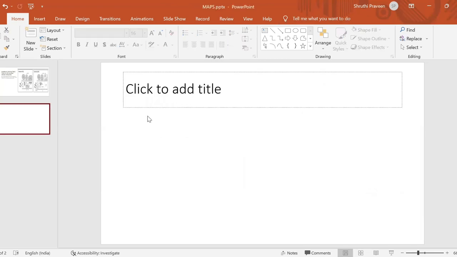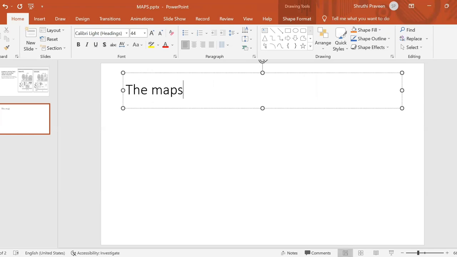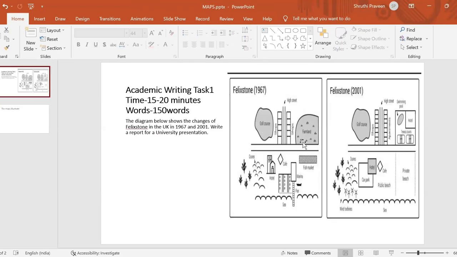So my first task is to paraphrase the question. That is my introduction. What is paraphrasing the question? The maps illustrate the facilities and infrastructure of Felixstone in the UK in two different time periods. That is going to be my introduction, because that is what it is all about. It shows the infrastructure and the facilities which were there in two different time periods, 1967 and 2001.